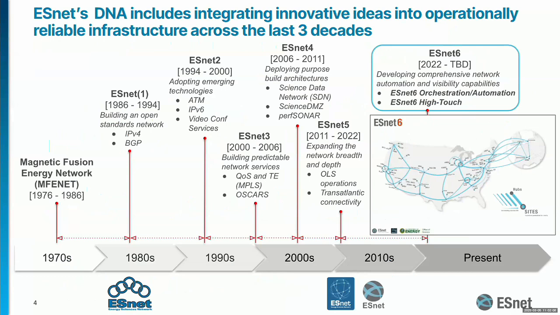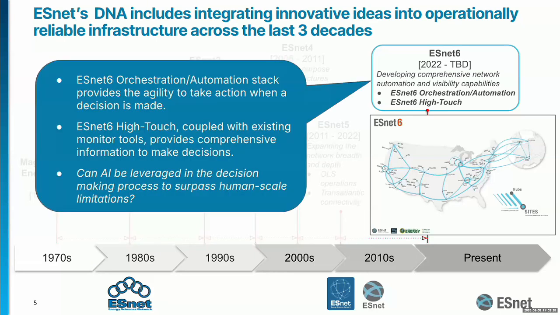For ESNet 6, the one we're currently on, which was finished in 2022, there were two areas we were looking at specifically. One was orchestration, and the other is called high touch, which is basically being able to look at network measurements, at every packet that comes into the network. The orchestration stack gives us the ability to take actions once a decision is made, and high touch gives us visibility into what's going on in the network. We built those capabilities for ESNet 6 over 5 years.